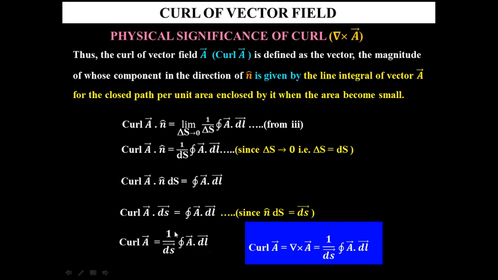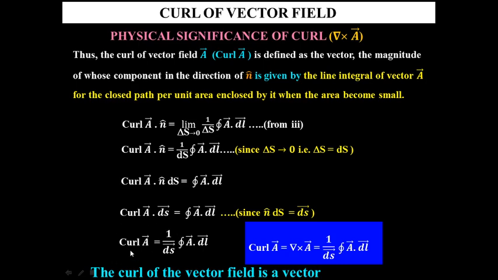So the physical significance of curl of vector A is the line integral over the vector field, dot product with the small element vector dl, per unit small area. This is nothing but the curl of vector A. And if we look at the right hand side, A is a vector, dl is a vector, and ds is a vector. So curl of vector A is always a vector. The curl of a vector field is always a vector.